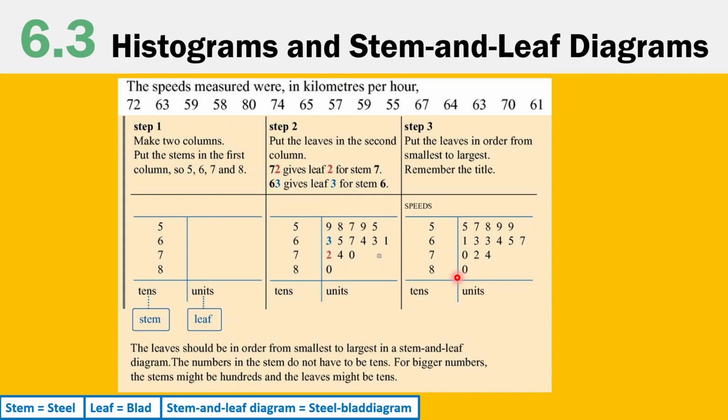Which data value occurs twice? Well, in this case, there are two. 59 occurs twice, and 63 occurs twice. Can you give me a number that doesn't occur? Well, for example, 81, because there's no 1 here as a leaf if my stem is 8. Okay.